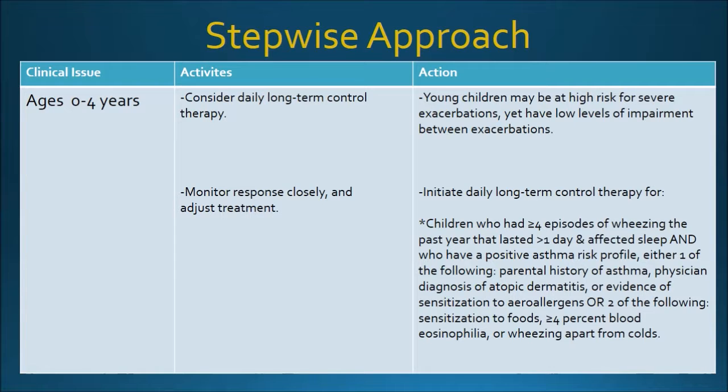We'll initiate daily long-term control therapy for children who have had 4 or greater episodes of wheezing in the past year that lasted greater than 1 day and affected sleep, and who have a positive asthma risk profile, which is either one of the following: a parental history of asthma, physician diagnosis of atopic dermatitis, or evidence of sensitization to aeroallergens, or 2 of the following: sensitization to foods, 4 or greater percent blood eosinophilia, or wheezing apart from colds.